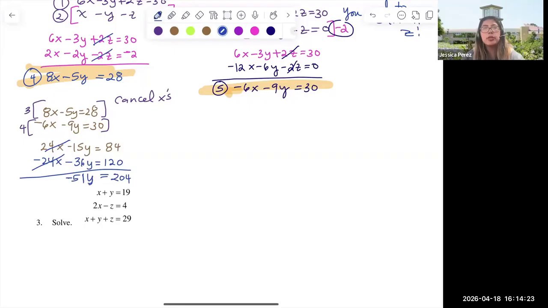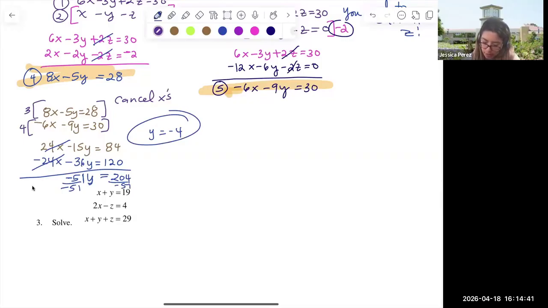And then if I divide 204 by 51, I get 4. So y is negative 4. So if I divide both sides by negative 51, I get y to be negative 4. And negative 4 becomes my solution for y.